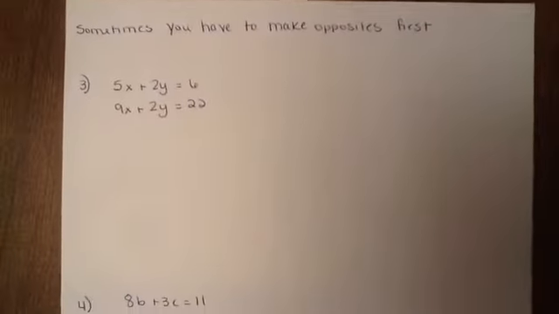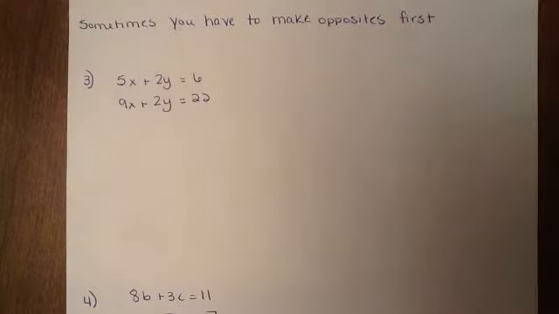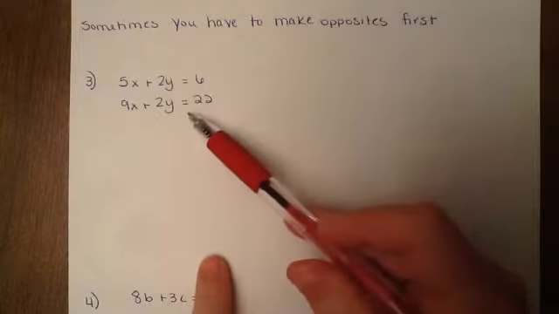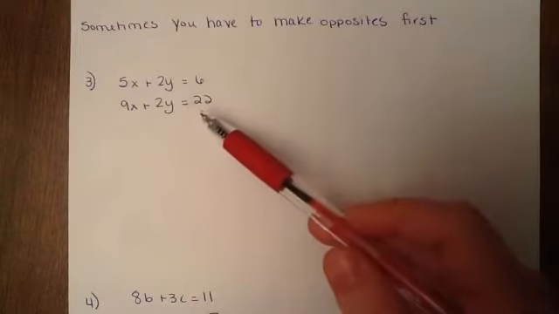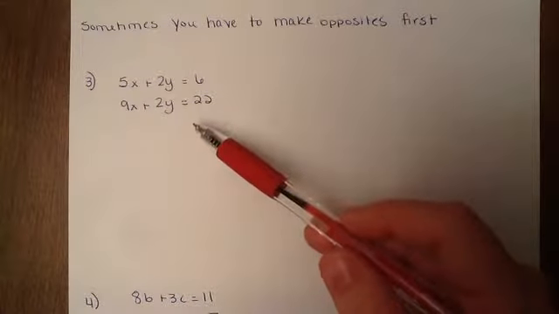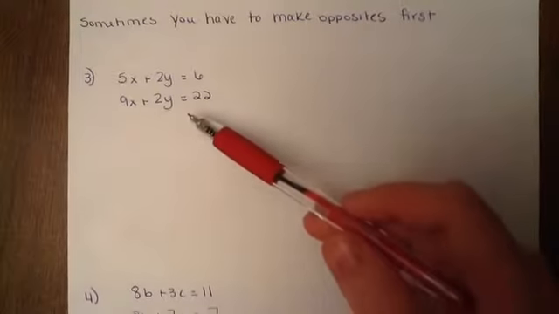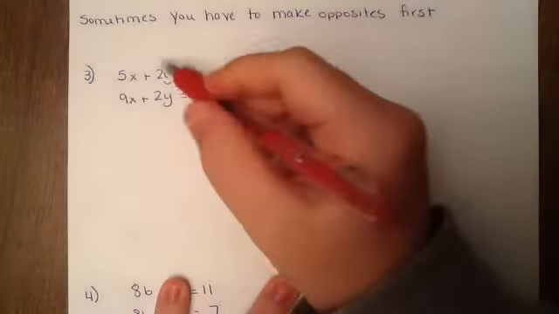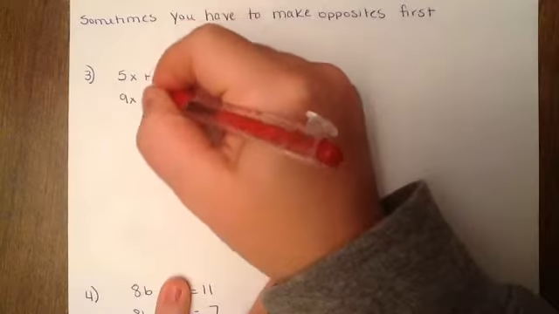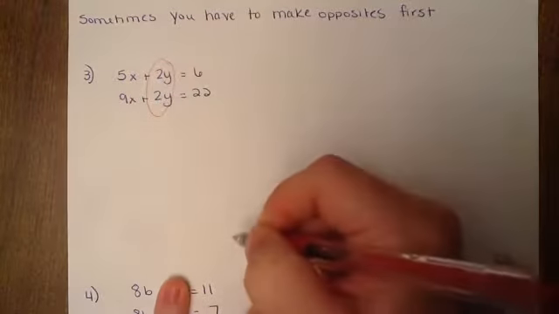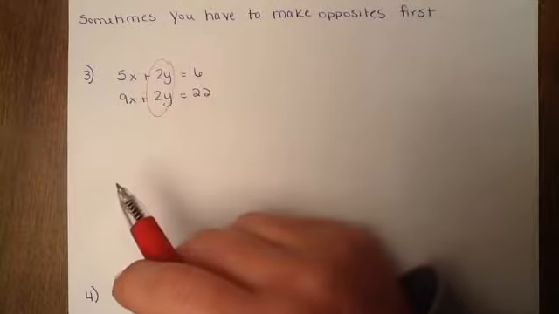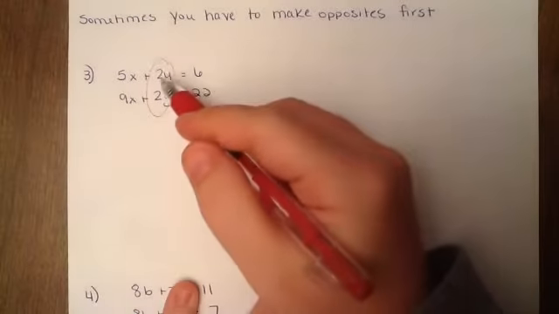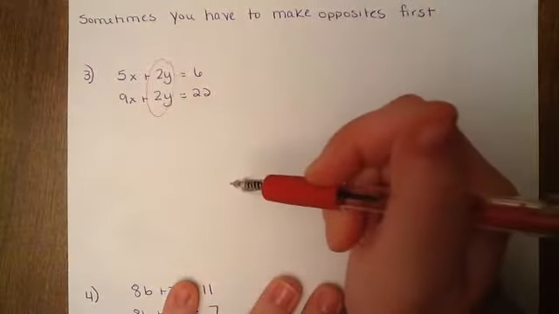For the next two, you have to sometimes make the opposites first. So if I look here, do I have opposites? No, but I'm really close to opposites. Which one is almost opposites? The y's are almost opposites. These two are almost opposites.